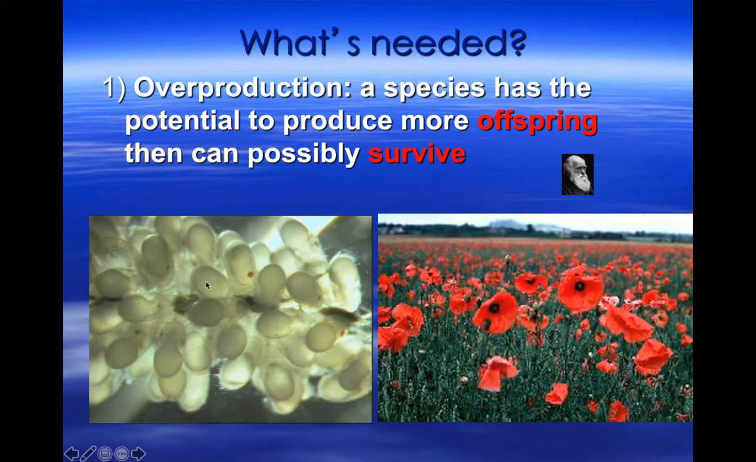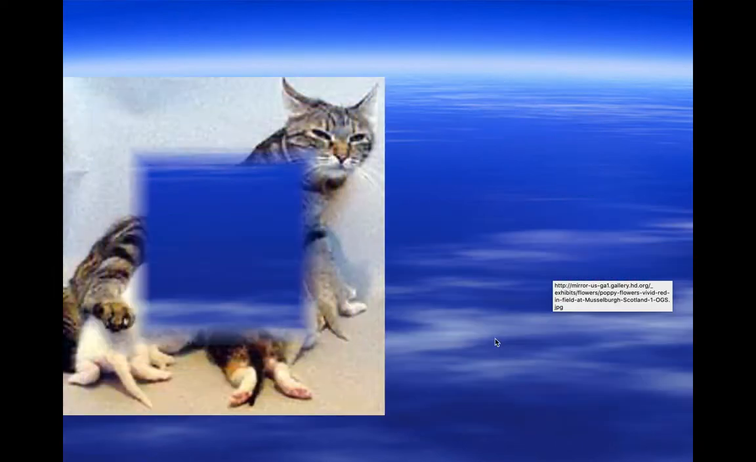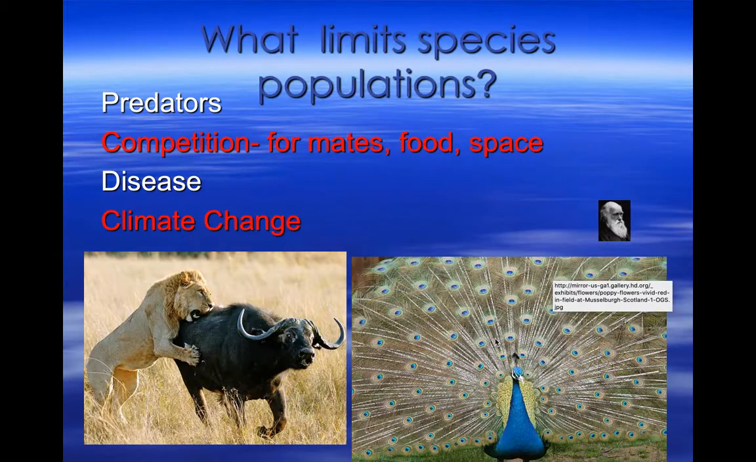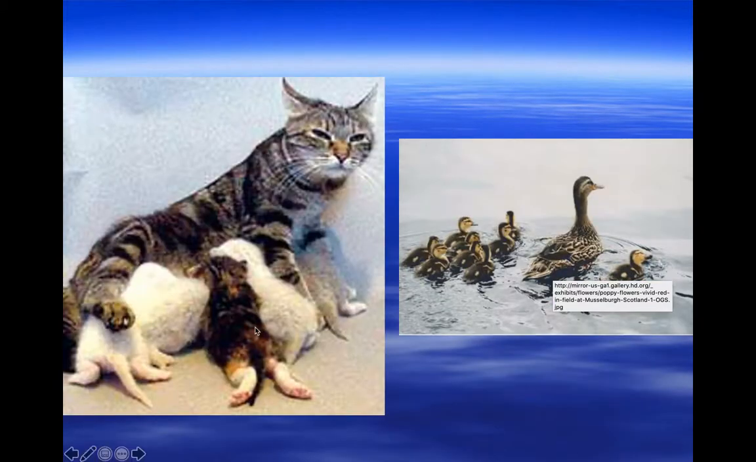So these are some kind of insect eggs, and these are poppies, and not all of these are going to survive. The reason why insects have many, many eggs, hundreds and sometimes thousands, is that they don't all survive. They get eaten, they die, they dry out. Same with poppies. All these flowers are not going to survive. Only some will. The next one is also overproduction. Cats have many litters, and not all of them survive. The same goes for the ducklings.